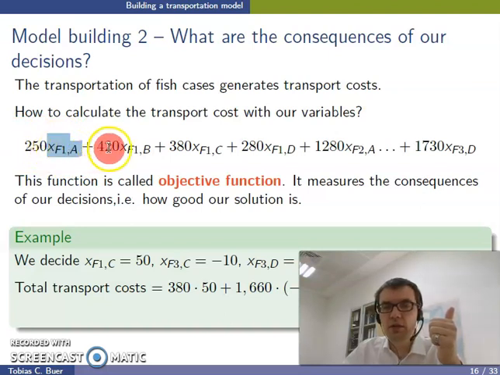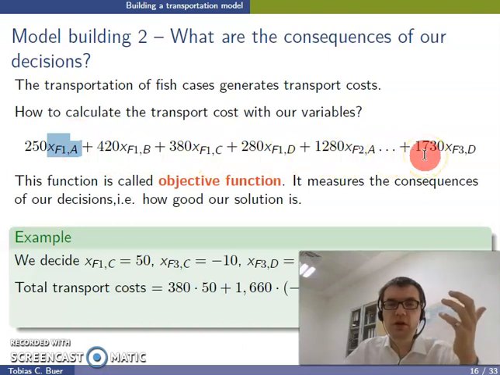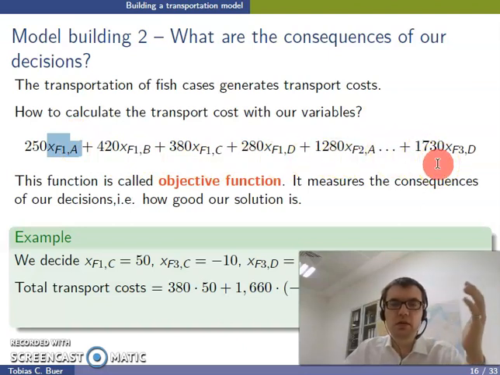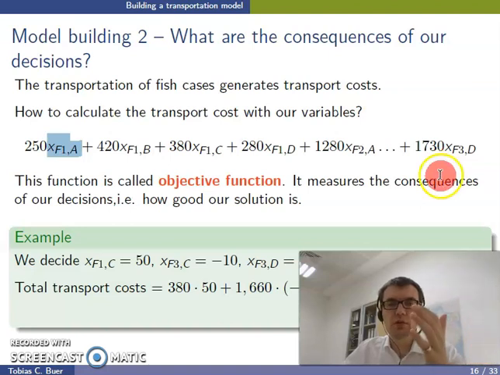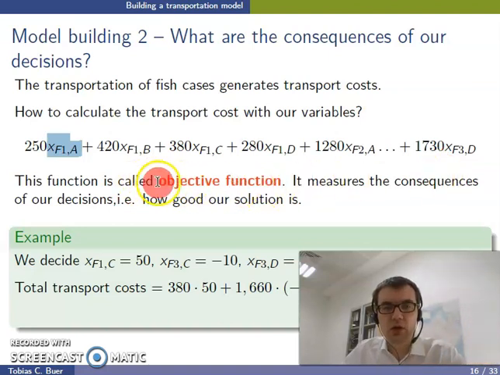We have to do this for all the possible transport relations, for all the 12 possible transport relations, and add up all these costs. And then this gives us the transportation costs, the consequences of our decisions when we decide to transport something from a factory to a customer. And this is called an objective function. It measures the consequences of our decisions. That is how good our solution is.